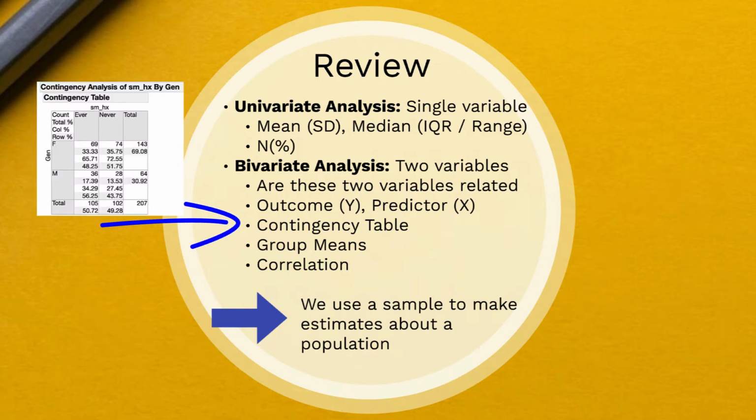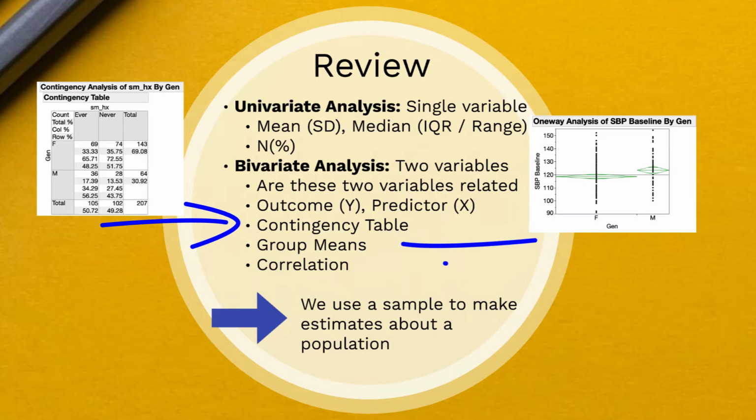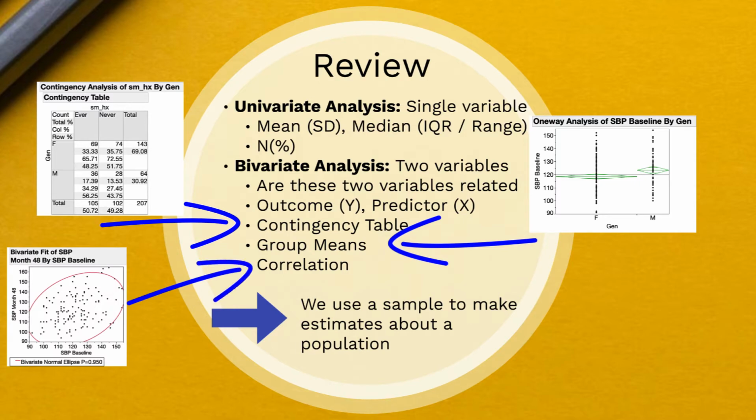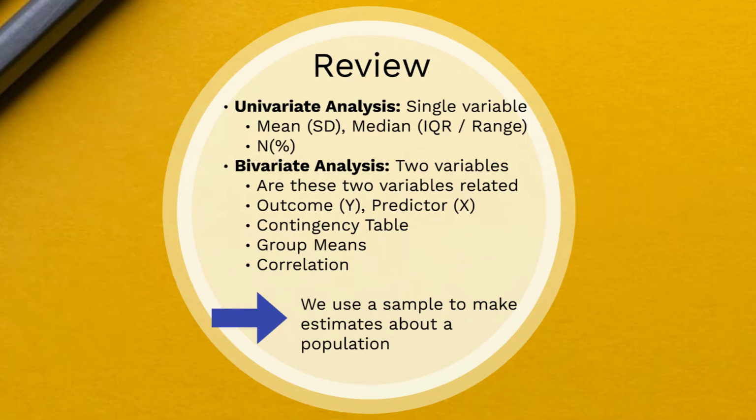We can look at contingency table analysis when the predictor is categorical and the outcome is categorical. We can look at group means when the predictor is categorical and the outcome is continuous. And we can look at correlation when both the predictor and outcome are continuous variables. We will use a sample to make estimates about a population. This is called inference.